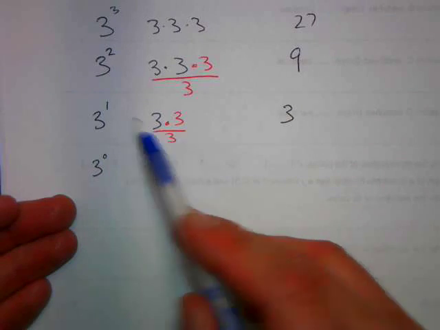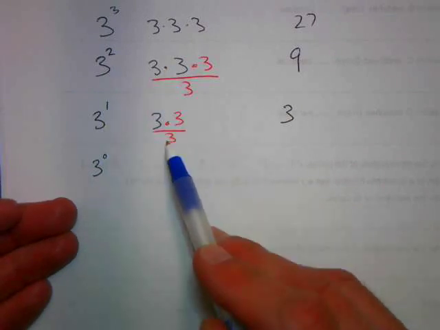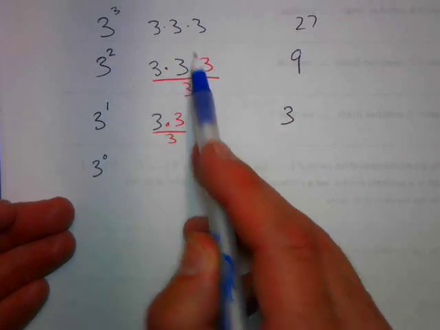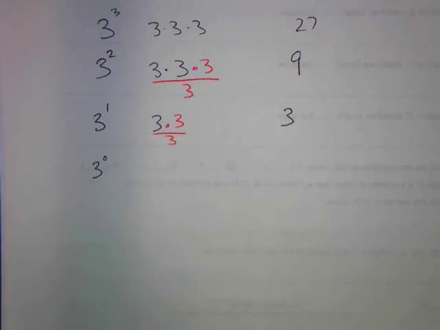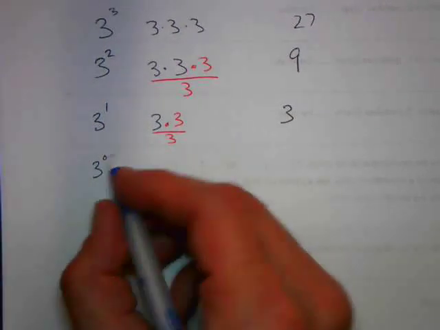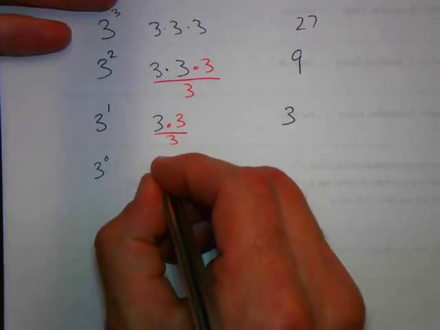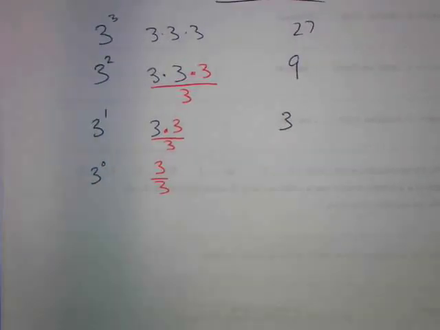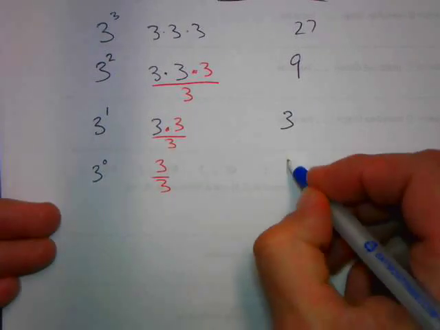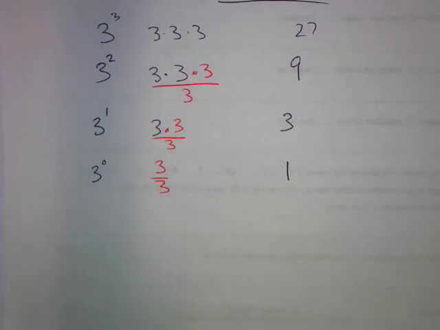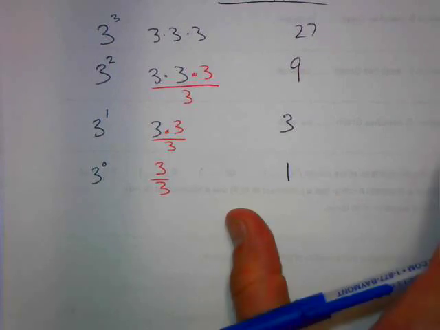But look what was going on, okay? 3 to the first power was actually 3 to the second divided by 3. 3 to the second power was 3 to the third power divided by 3. So what do you think 3 to the 0 power is? It's going to be 3 divided by 3. And 3 divided by 3 is 1. What? That can't be true. Oh, yes, it can. Watch.